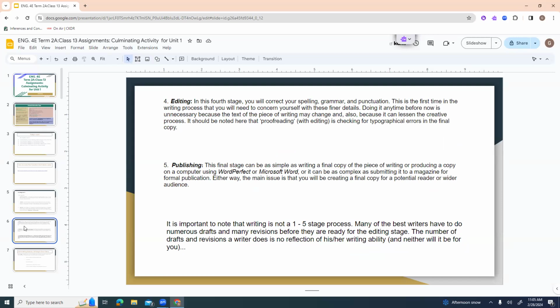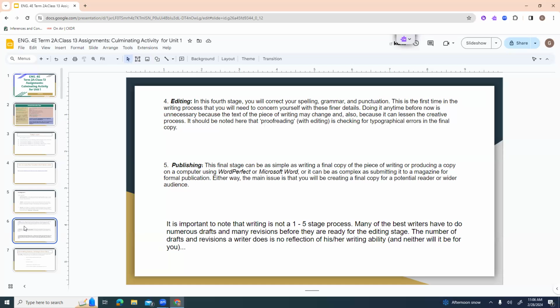This is the first time you really need to worry about these things. Obviously, if you know how to spell and your grammar is great, you don't have to throw that out the window at the other stages. But when there are things that you're not sure about, what I would do when I'm writing is put a little quick underline of, hey, check this later, right?